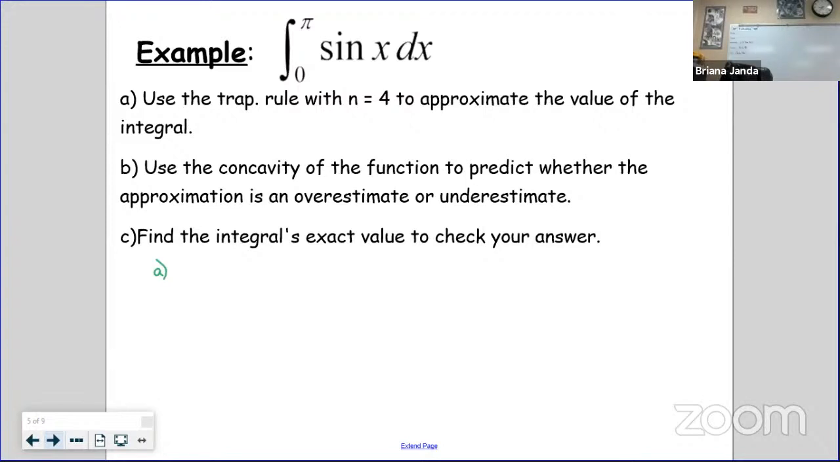Okay, part A, use the trap rule with n equals 4 to approximate the value of the integral. First of all, to figure out what our height is, our interval is from 0 to pi, so pi minus 0 over 4 would be pi over 4. If it helps you to draw the table off to the side so you can see working your way from 0 to pi, one pi over 4 at a time, you can do that to see what those values would be.